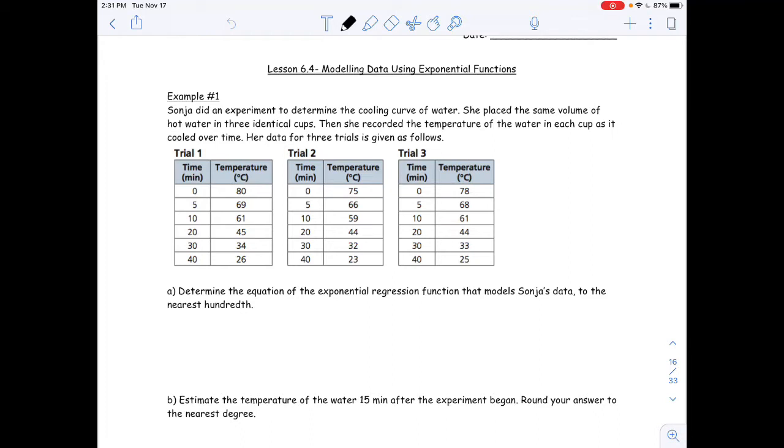What you want to do is have your graphing calculator handy, because you're going to need it for all these questions. If you don't have a graphing calculator today, please sit beside someone that does and follow along. Make sure you write down every step and every button that I'm pressing so that you can practice on your own as well. We're going to go to our graphing calculators and enter the trial 1, trial 2, and trial 3 data.